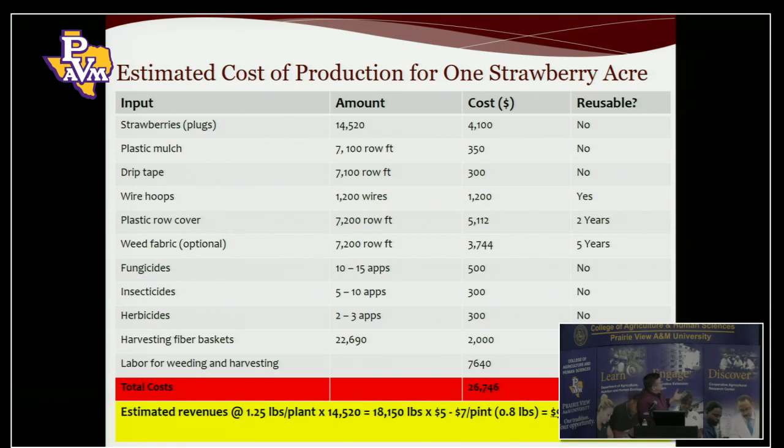You can see here if you want to take a picture of it. If you can get 1.25 or 1 to 1.5 pounds per plant roughly, times 14,000 plants is about 18,000 pounds. And if you can get $5 to $7, you're going to be making that much. If you have a lower price, it won't be quite that high. But there's potential there, though there are always going to be some losses.